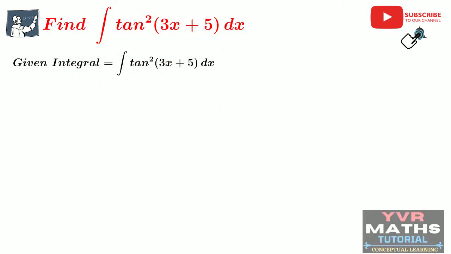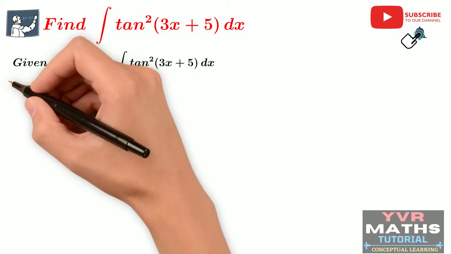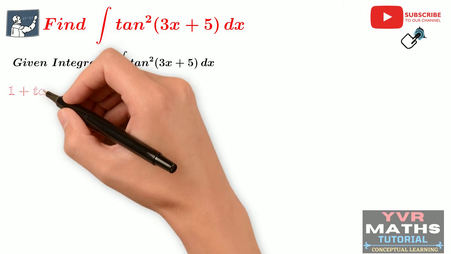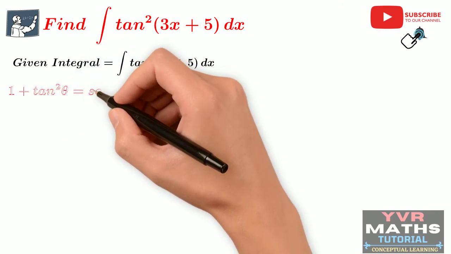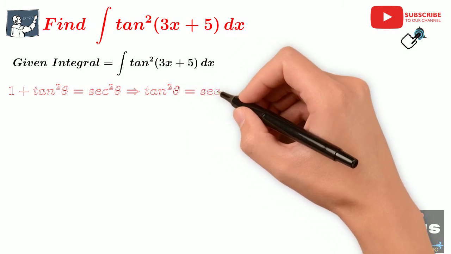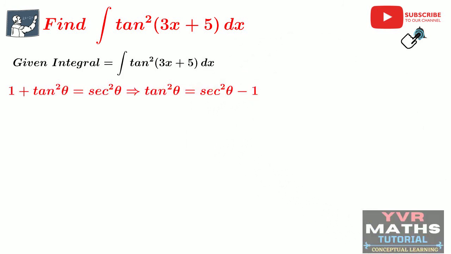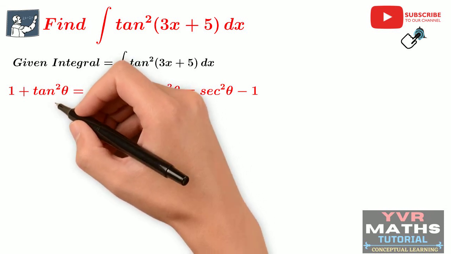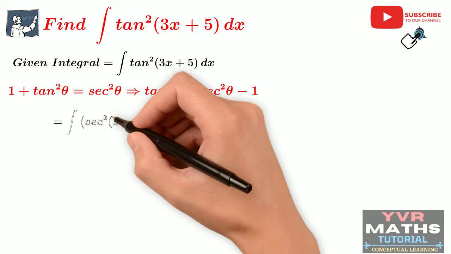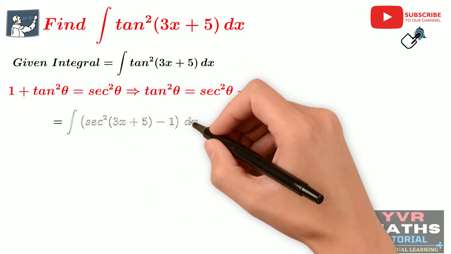We know some trigonometric identities from the chapter trigonometry. So what is the property? 1 plus tan square theta is equal to secant square theta. Then from this, tan square theta can be written as secant square theta minus 1. So by using this standard identity, what will we get as the new step? See here, integral secant square 3x plus 5 minus 1 dx.